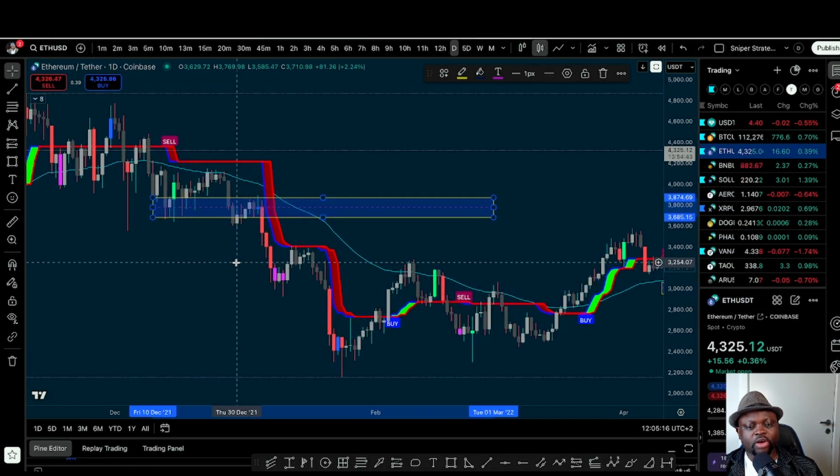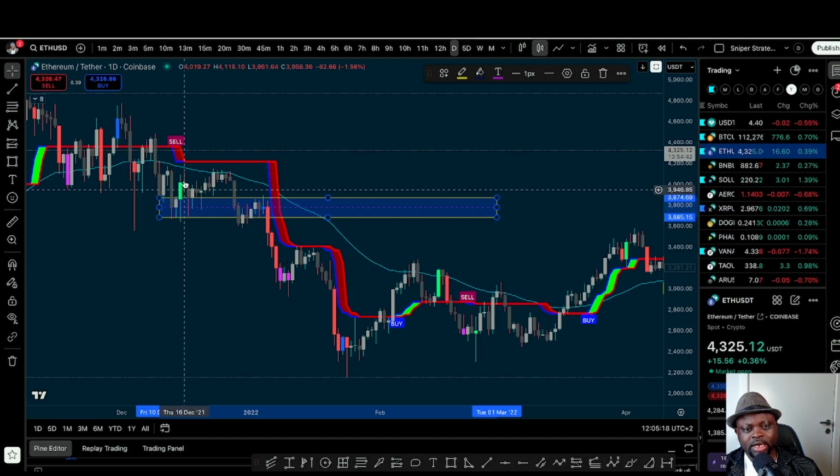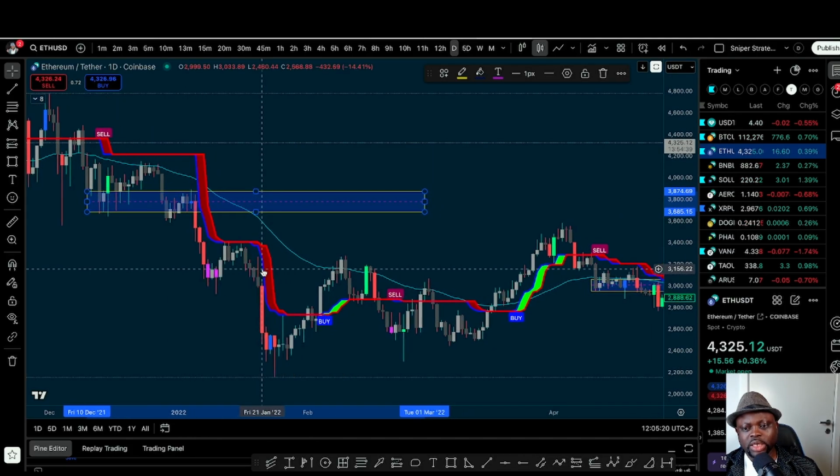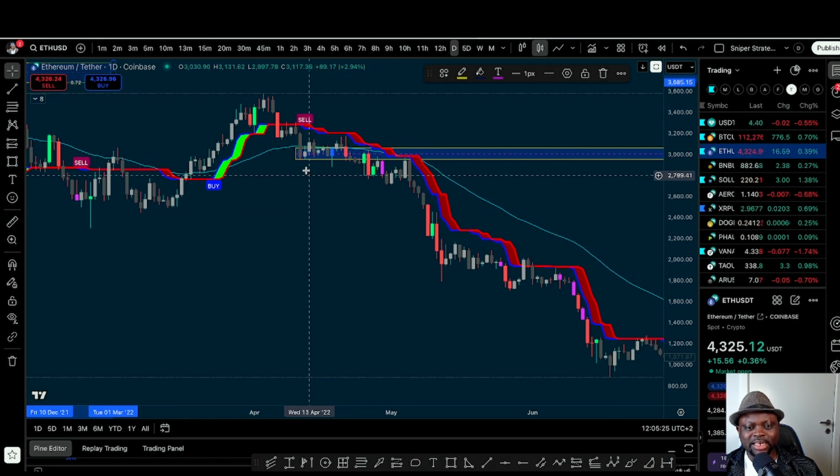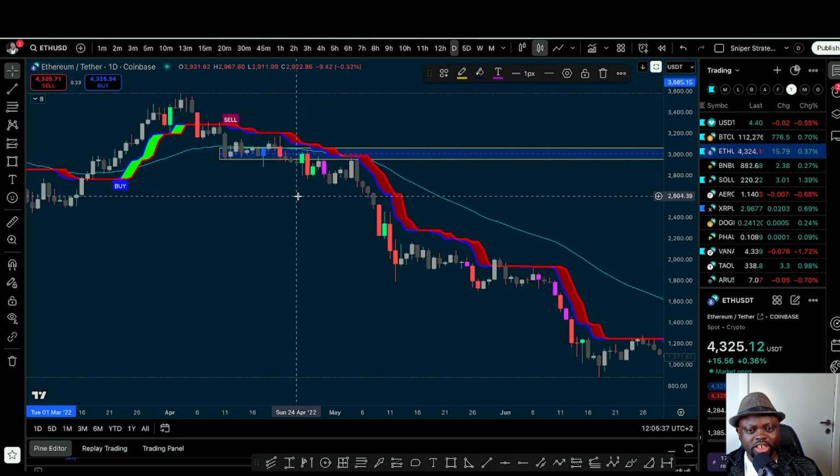You have seen a couple of instances, for example, this instance, price got there. Now let's get to this instance here. You see the same thing. Price printed that sell signal. Don't sell when you see that sell signal. Don't react. Draw this box here.